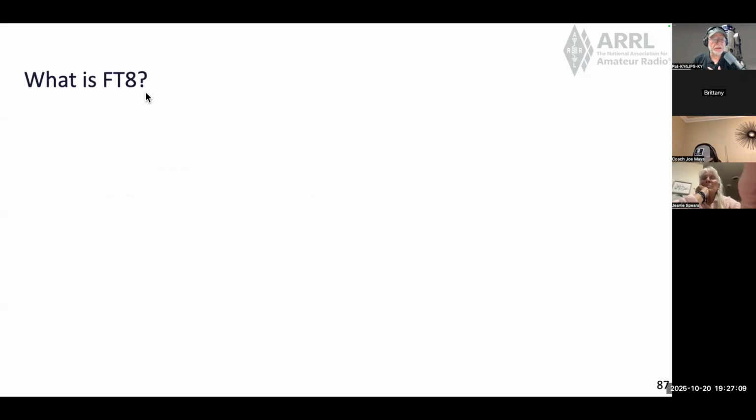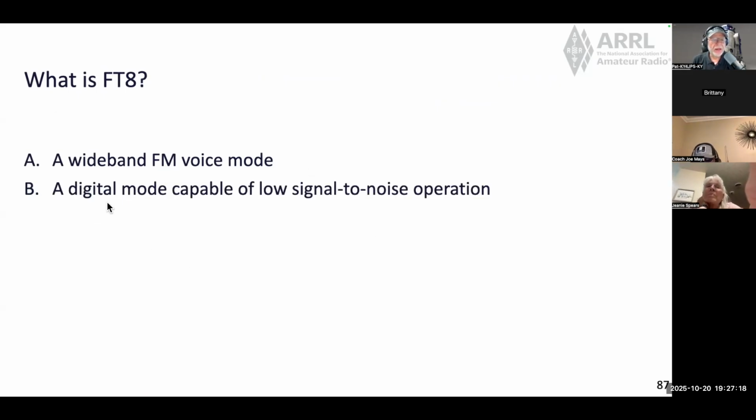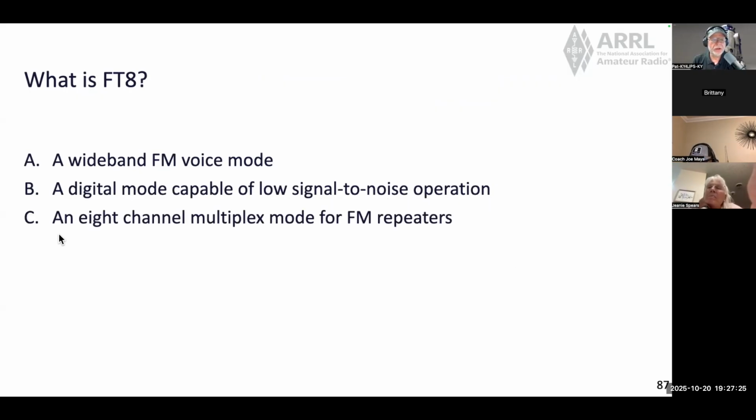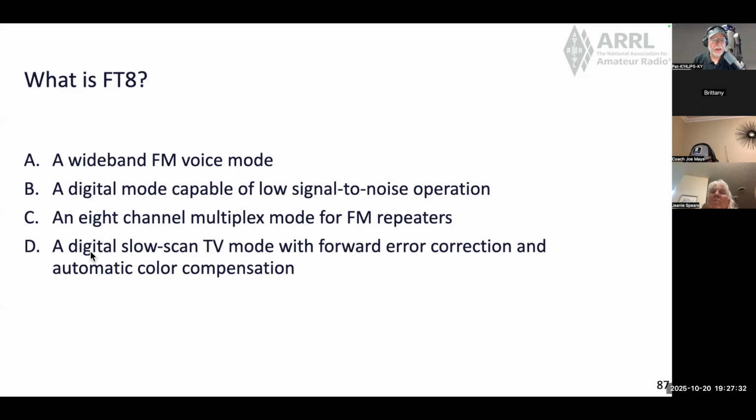What is FT8? A, a wideband FM voice mode. Well, we know it's digital, so we can knock that one off. B, a digital mode capable of low signal to noise operation. That's a very strong contender. C, an 8-channel multiplex mode for FM repeaters. That's a distractor. D, a digital slow scan TV mode with forward error correction and automatic color compensation. So what do we think it is?